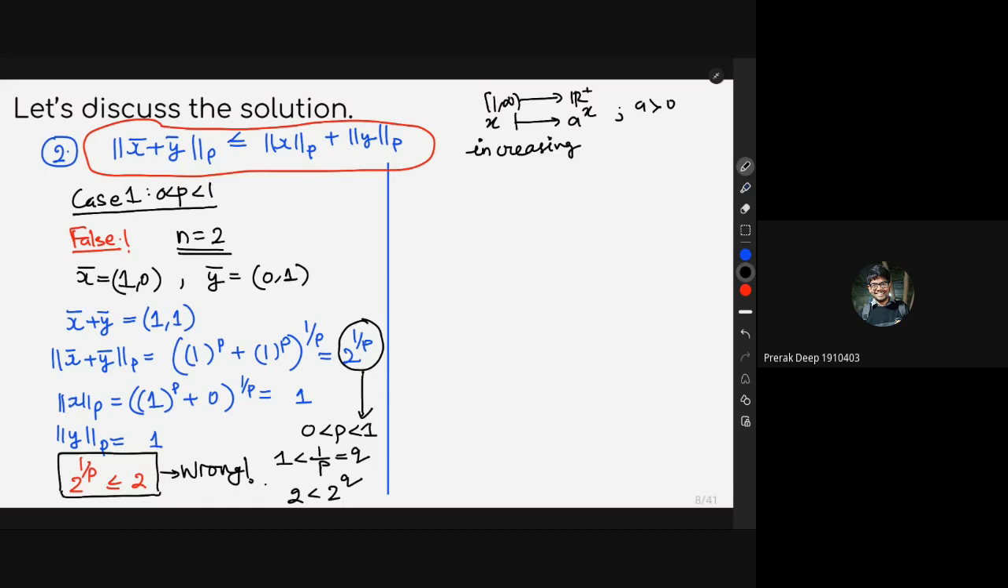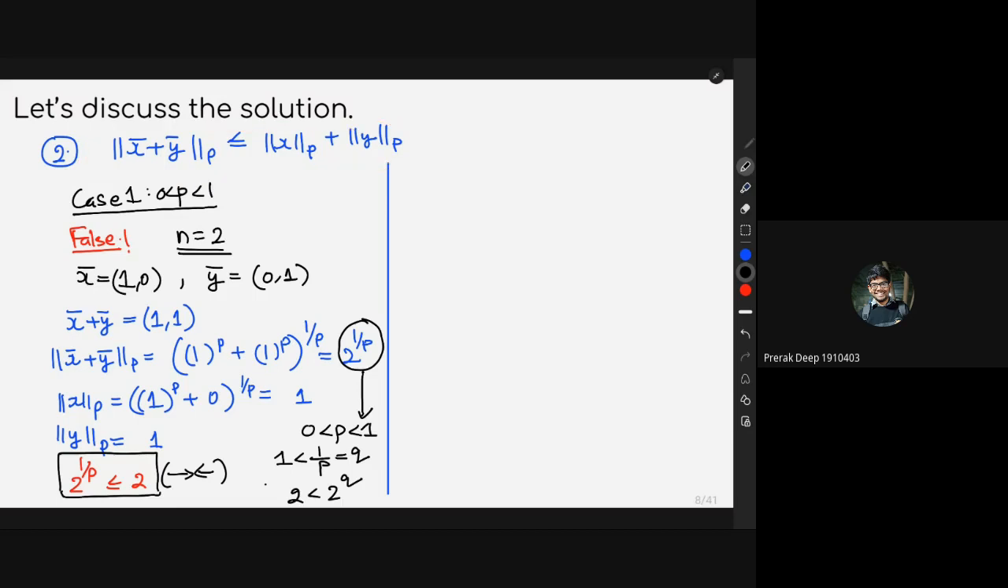So that's why this inequality will not be satisfied. So you get a contradiction over here. You have arrived at a contradiction. That means the assumption that you made earlier, that if p is lying between 0 and 1 and this inequality is satisfied, is wrong. That's the wrong assumption that we have made earlier. Is everything fine at this moment?